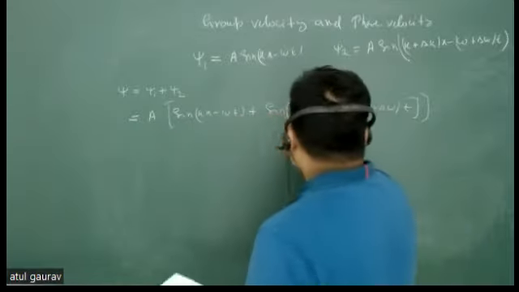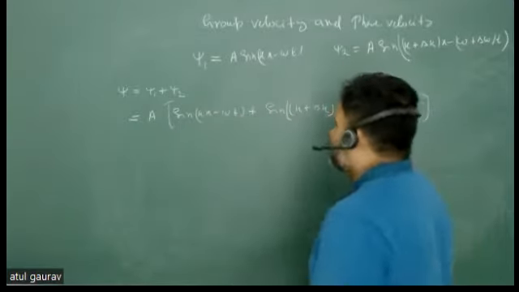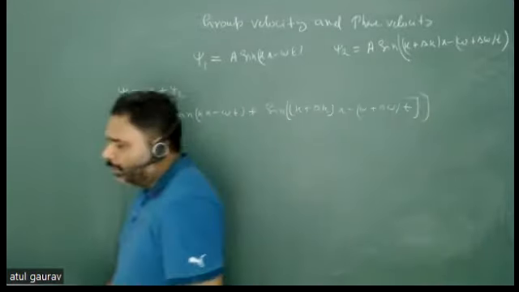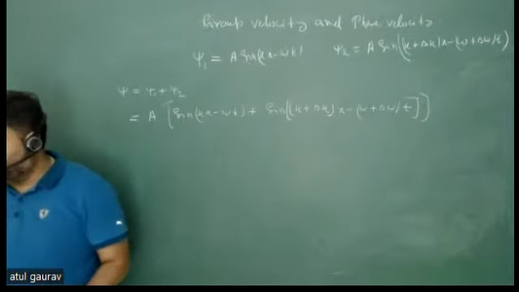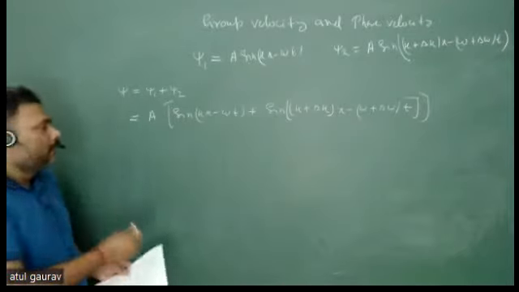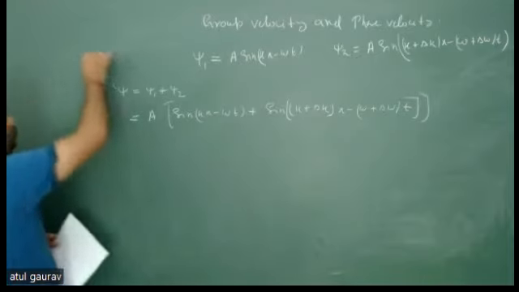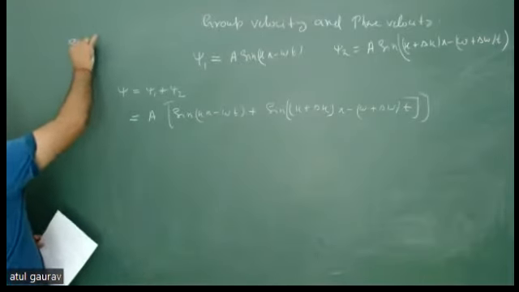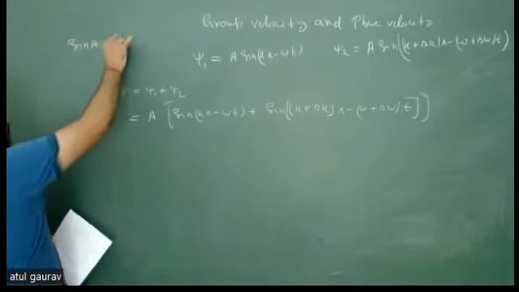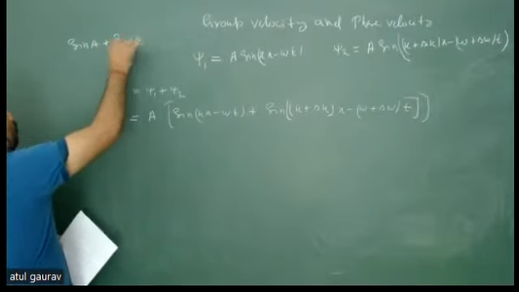That is sine A plus sine B. So you have cos (A minus B) and sin (A plus B), isn't it? Yes, sir. And 2A is there, and by 2 is also there. So you have this formula. I am writing this formula. Sine A plus sine B is equal to what?